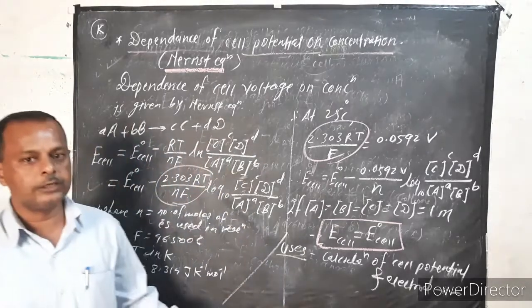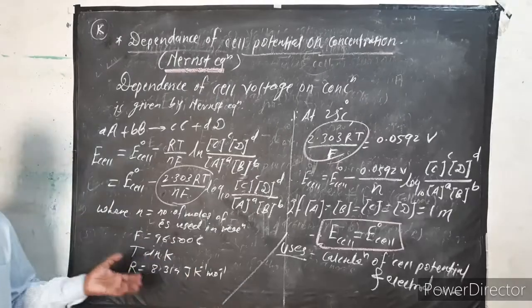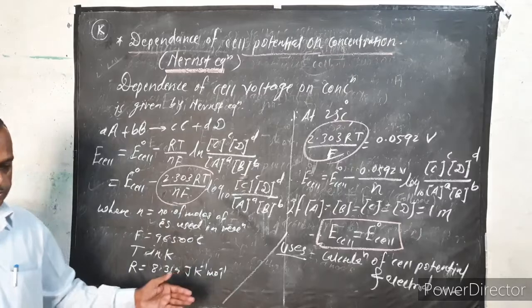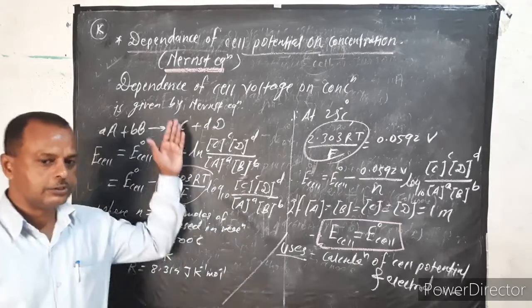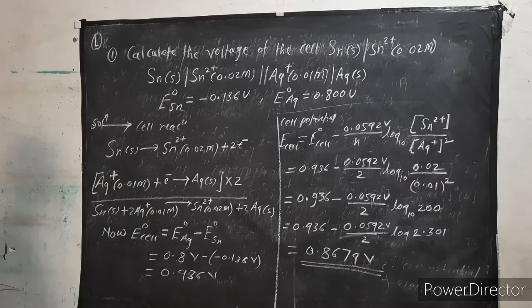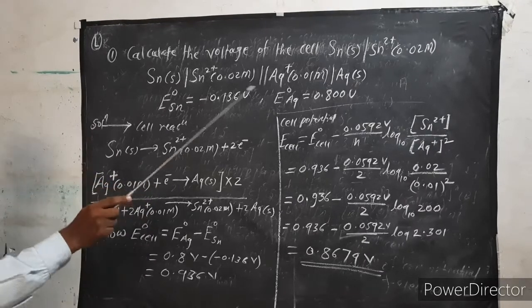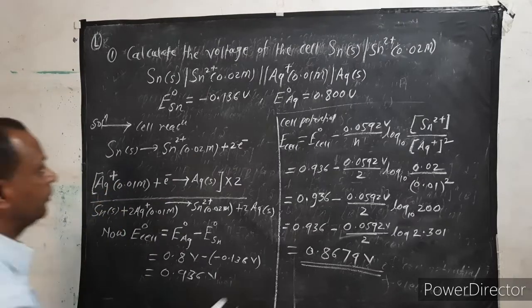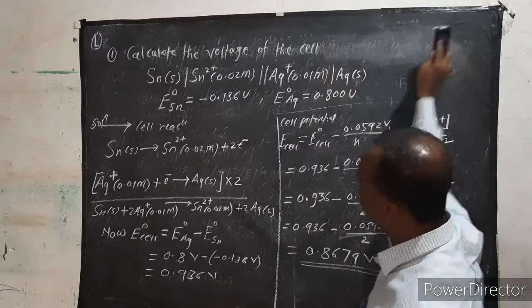The Nernst equation is useful to calculate the cell potential of any galvanic cell, and you can also calculate electrode potential. This is the application of this equation. We are going to study a particular problem. Read this problem first of all: calculate the voltage of the cell. The given cell is this.